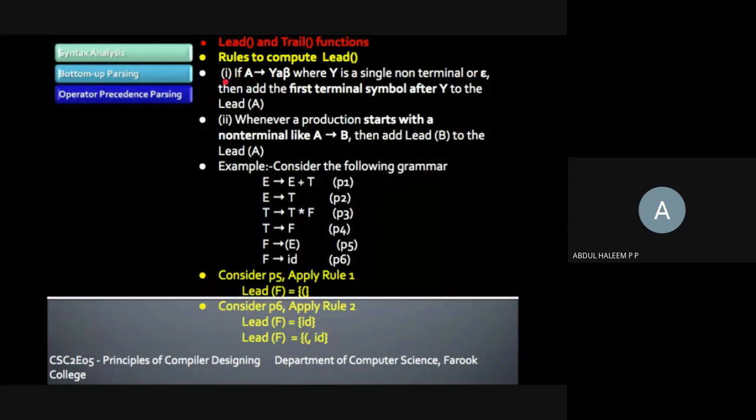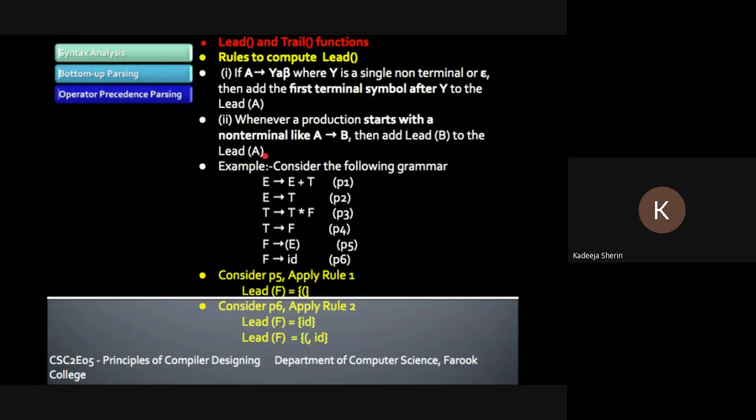I hope you have completed rule number 1. What about rule number 2? Yes, please do rule number 2 also. I hope you have done.